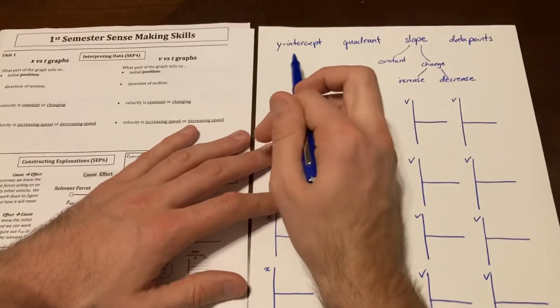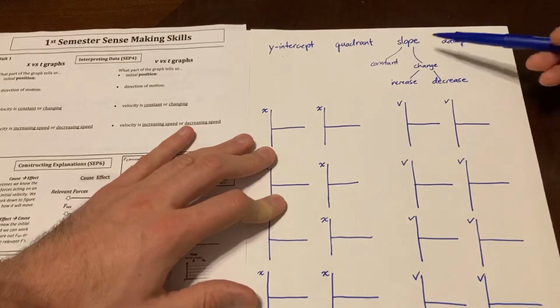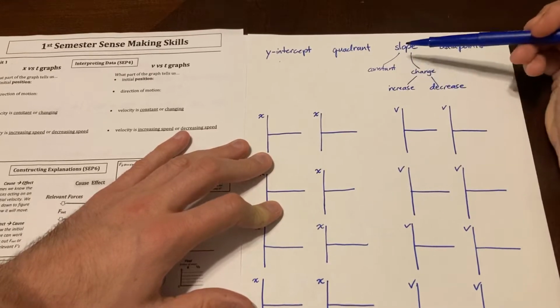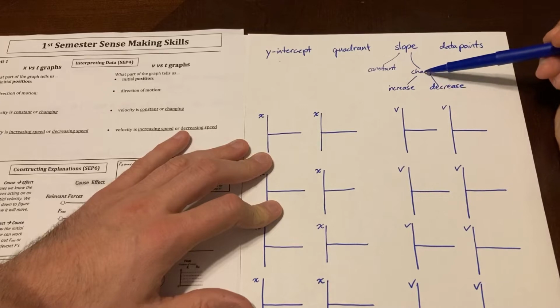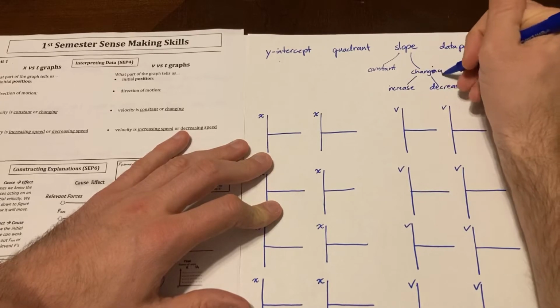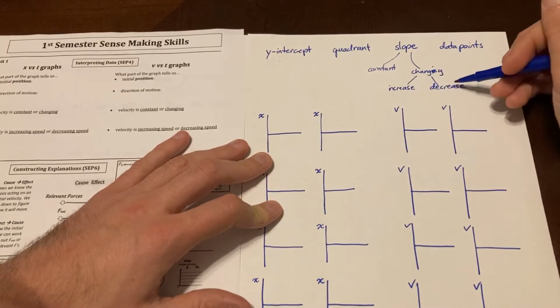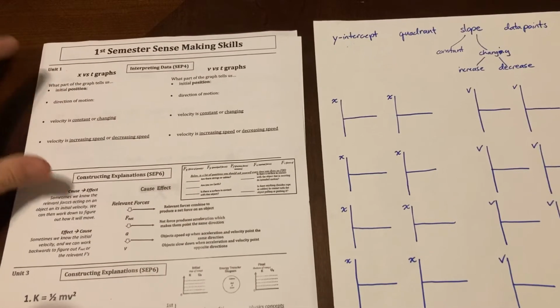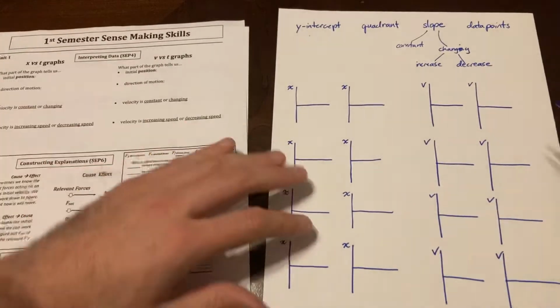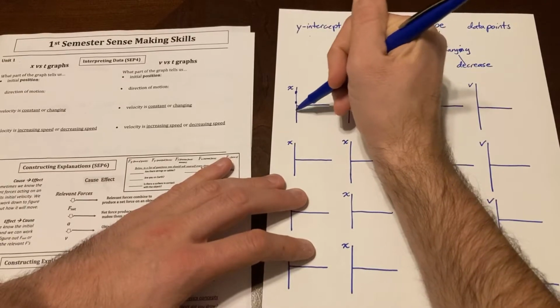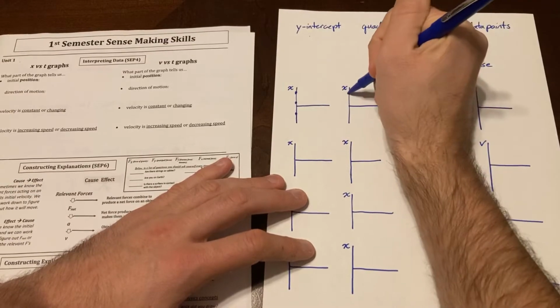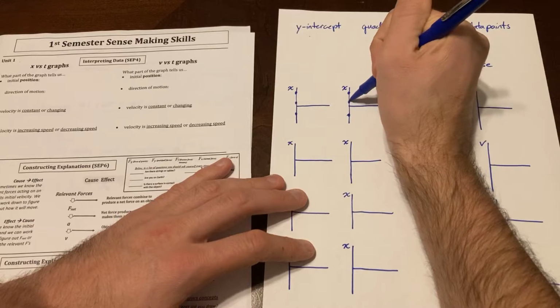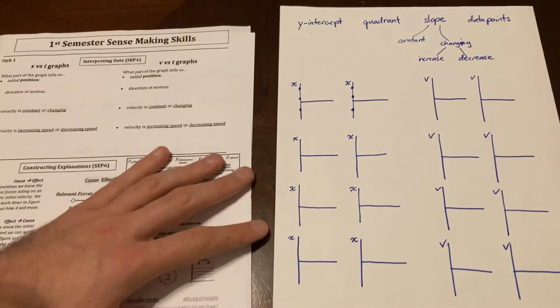The parts of the graphs that we could use: y-intercept, quadrants, slope, data points. And remember, our slope could be constant or it could be changing. And if it's a changing slope, we could be increasing our slope or decreasing our slope. So for initial position, for an x versus time graph or a velocity versus time graph, it's going to be on this part of the graph. So think about what part of the graph that is.